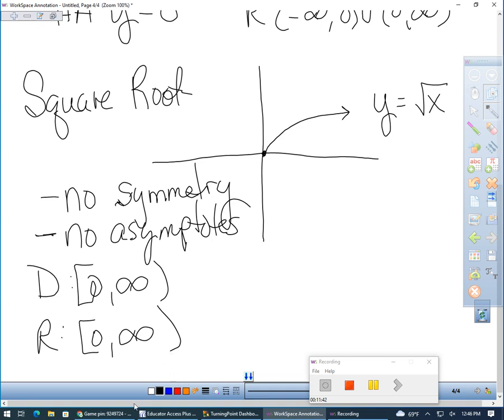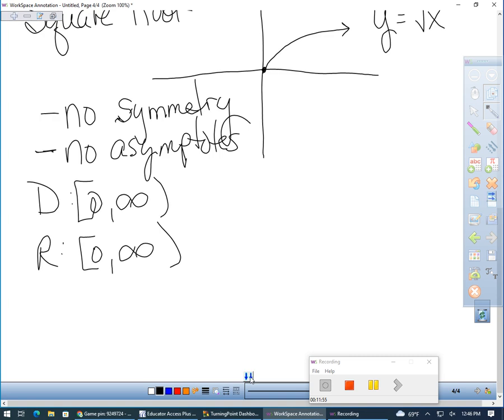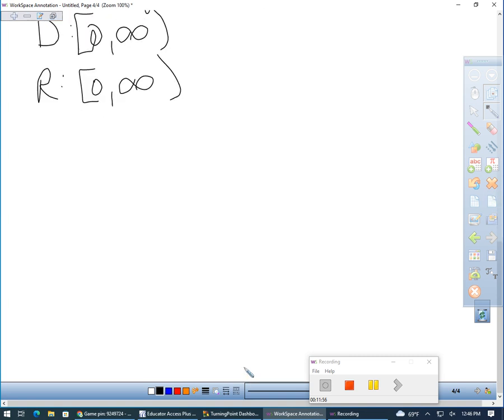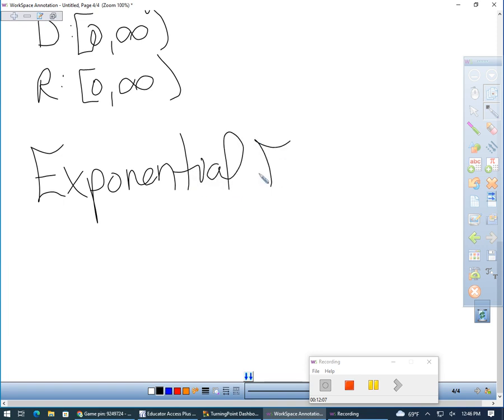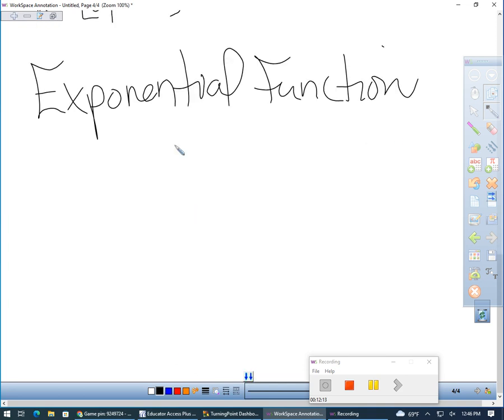So if I were to ask you, is this odd, even, or neither? What is this? Neither. Good job. All right. Number 6 is the exponential function. The exponential function. Here's my graph.